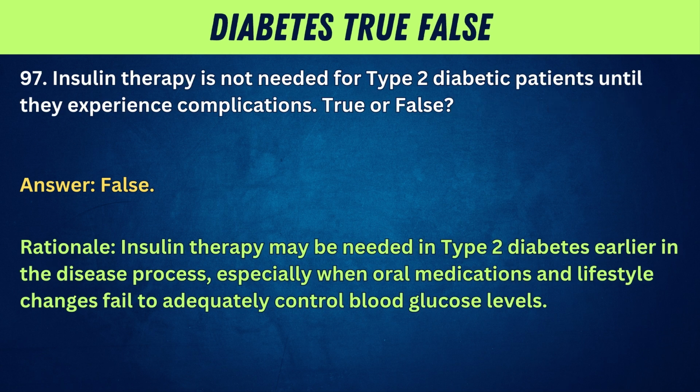97. Insulin therapy is not needed for type 2 diabetic patients until they experience complications. True or false? Answer: false. Rationale: insulin therapy may be needed in type 2 diabetes earlier in the disease process, especially when oral medications and lifestyle changes fail to adequately control blood glucose levels.